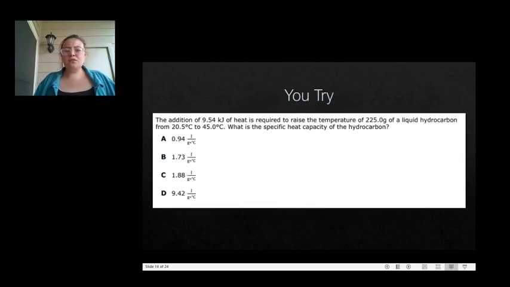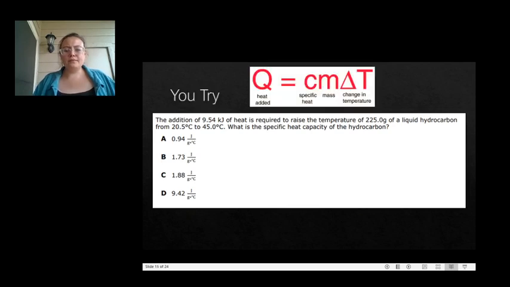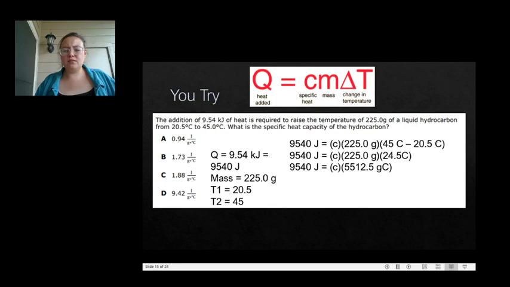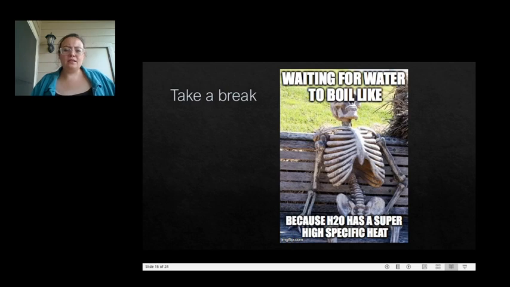So I'm going to give you a minute, pause the video, you try to do this one. So we plug all of our stuff in. Here's our values. They give us kilojoules, but our answers have joules, so we'll just convert that by multiplying by 1,000. They give us a mass. They give us temperature 1 and temperature 2. We plug all of that in. We solve for C. Subtract, multiply, divide. We get 1.73. So your answer is C. So take a break, and then you can watch the next video.